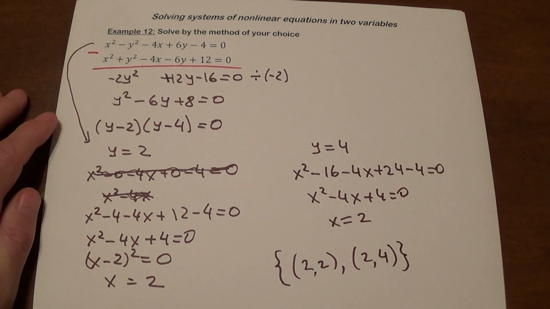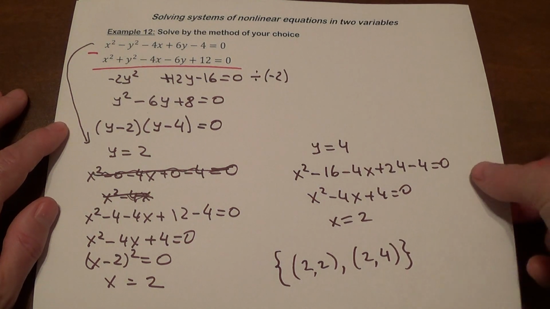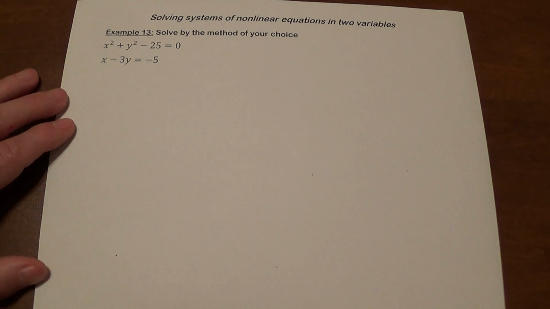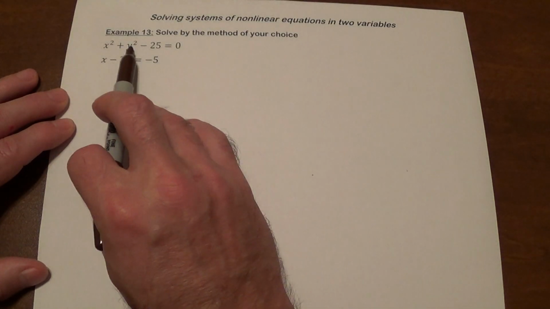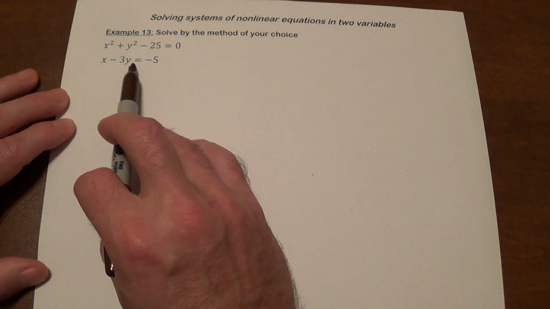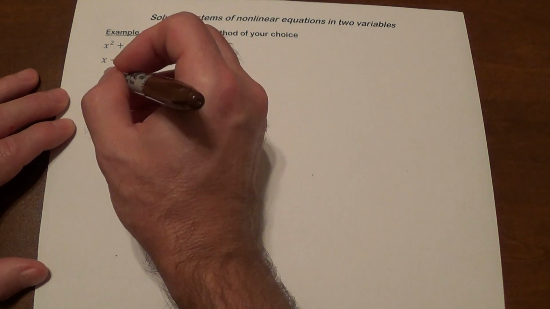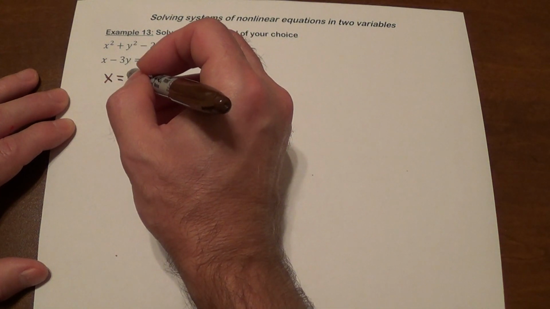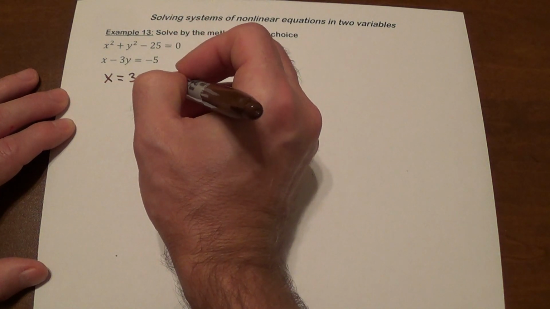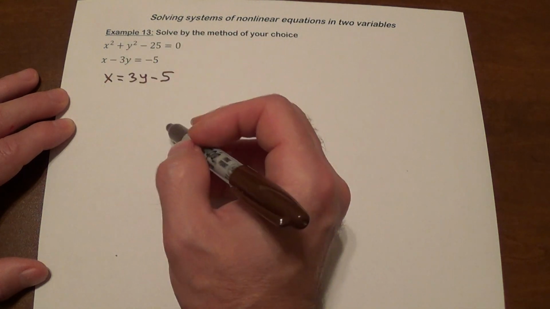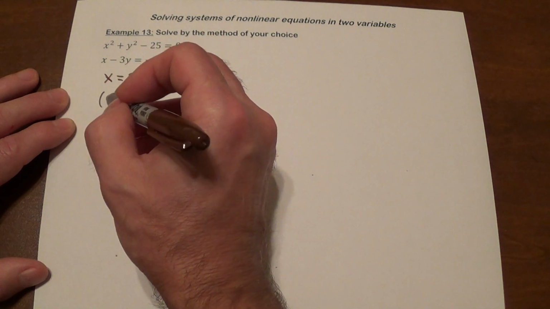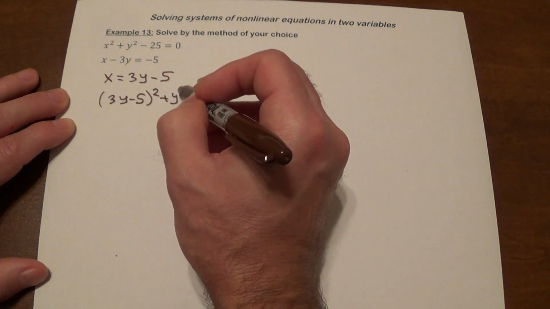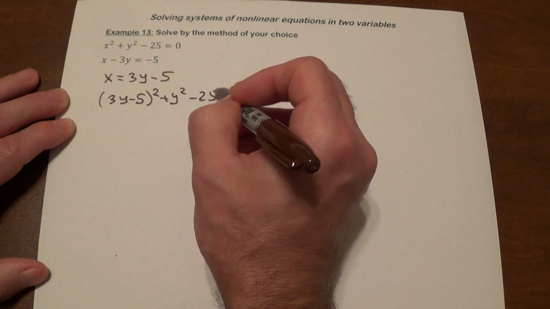Okay, got one last example. Almost there. Solve by method of your choice. So we're going to have this one. These two have x squared and y squared. This has x and y. So the most logical approach here would be to solve it by substitution. Solve the second equation for x, which is x equals 3y minus 5, and then substitute it into the first equation. So we're going to have 3y minus 5 squared plus y squared minus 25 equals 0.